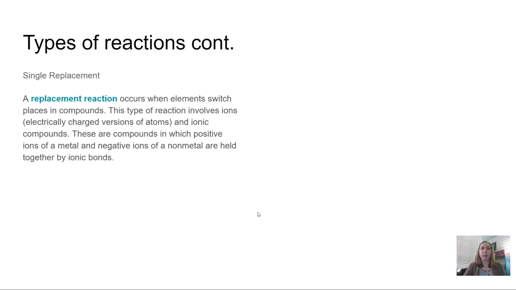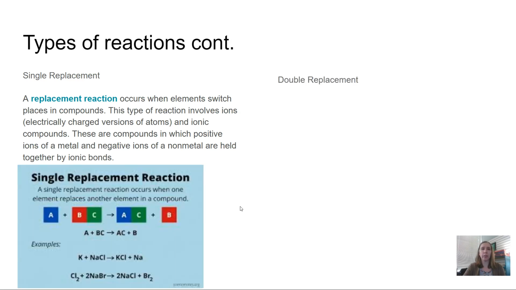Single replacement occurs when elements switch places in compounds. This type of reaction involves ions, electrically charged versions of atoms, and ionic compounds. These are compounds in which positive ions of a metal and negative ions of a nonmetal are held together by ionic bonds. In a single replacement reaction, one element replaces another element in a compound.